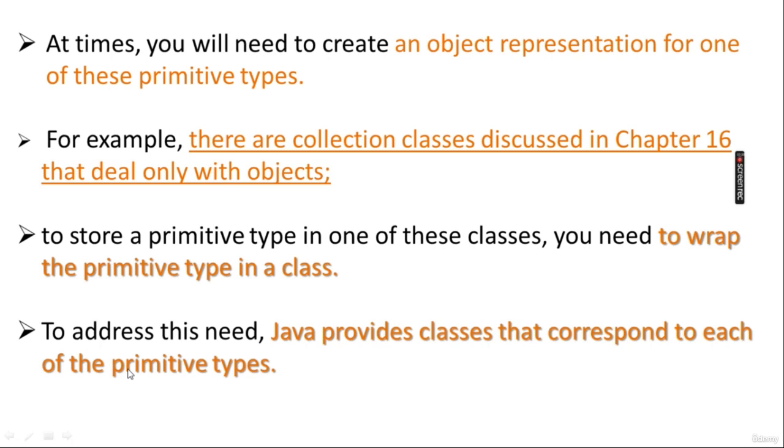You will need to create an object representation of one of these primitive types. For example, there are collection classes, discussed in chapter 60, that deal only with objects. So in an upcoming chapter there is a collection class that deals with only objects, and for that purpose we will need to create an object representation of primitive types like integer, character, float, etc.